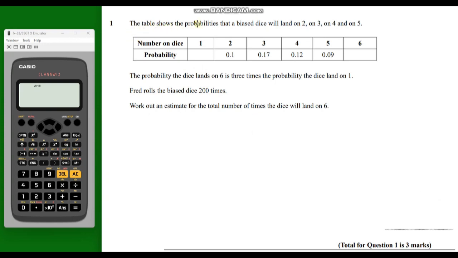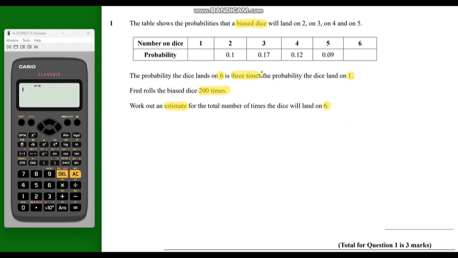Question 1. The table shows the probabilities that a biased dice will land on a 2, 3, 4 or 5, which we can see here in the table. The probability the dice lands on a 6 is 3 times the probability the dice lands on a 1. Fred rolls the biased dice 200 times. Work out an estimate for the total number of times the dice will land on a 6.